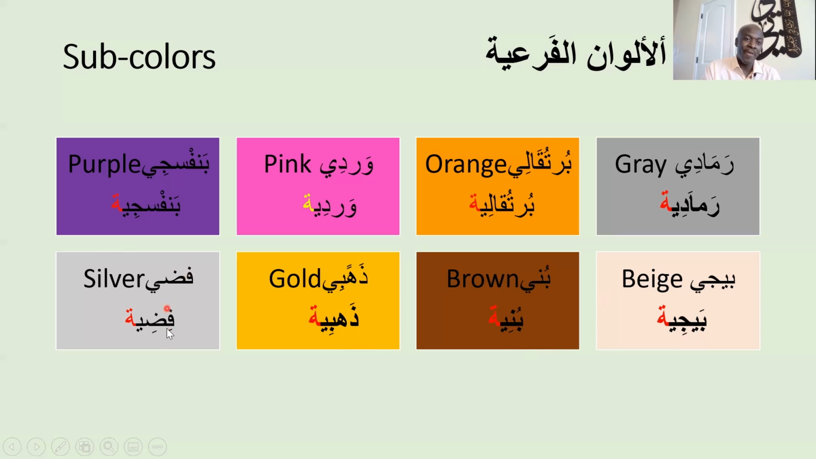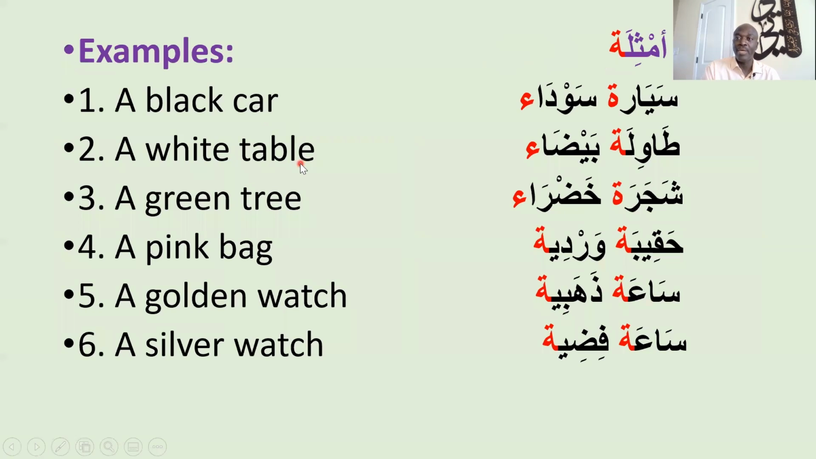فضي, masculine form. فضية. So let's see some examples to illustrate the feminine colors here. And if you have not yet watched the first video about the masculine form of colors, I highly suggest that you go back and watch that video and come back in order to follow up that video with this one that we are talking about. Because without watching that one, this one does not make any sense to you. So let's see some examples here.